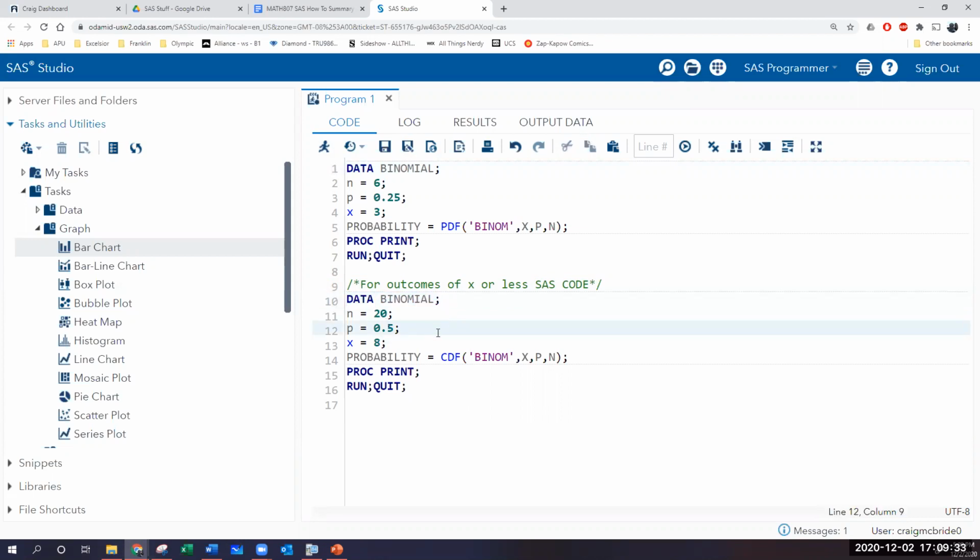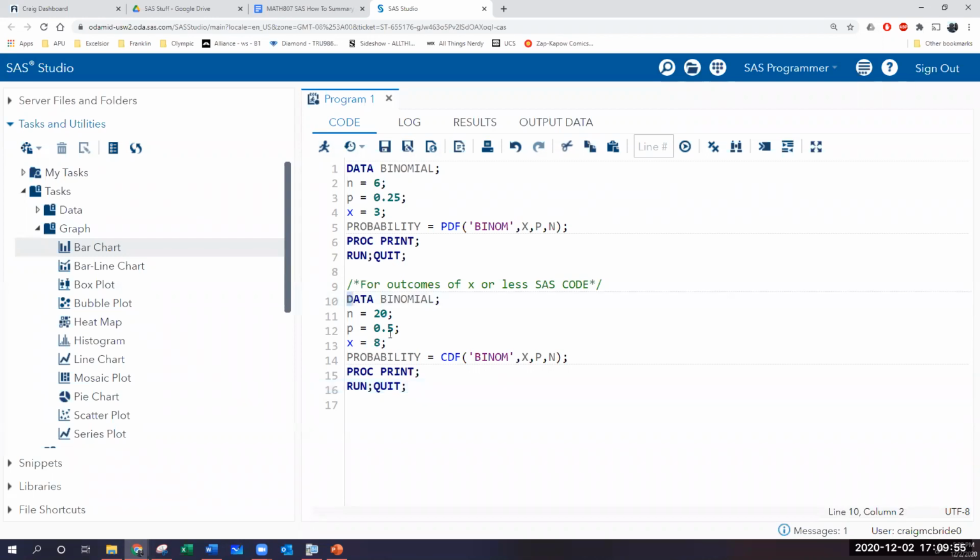And all you have to do is change these. But the difference between this one, right? This is a PDF, so this gives you the probability of exactly something. So exactly 3, exactly 2, exactly whatever. And then a CDF is a cumulative distribution function, and it sums up. So this will give you the probability of 0 up through and including whatever your X is.